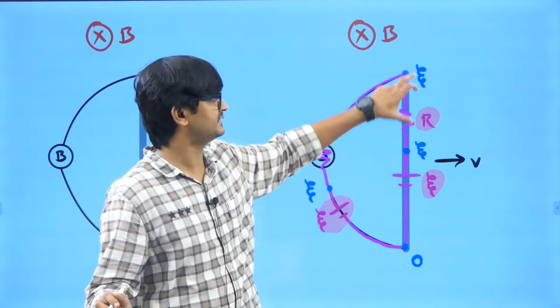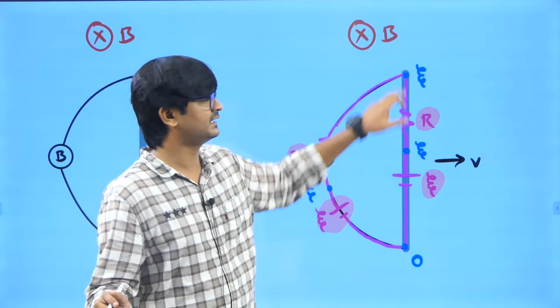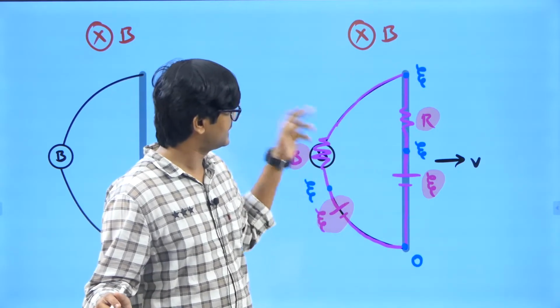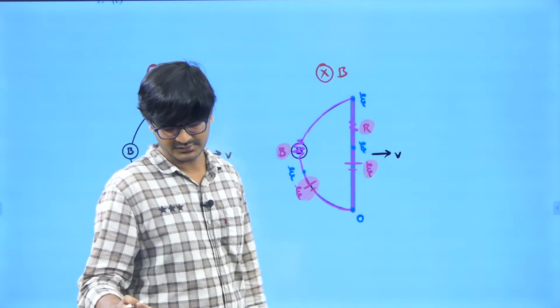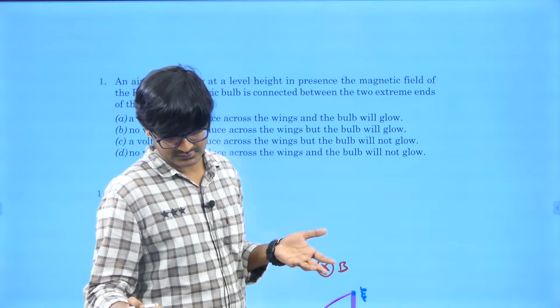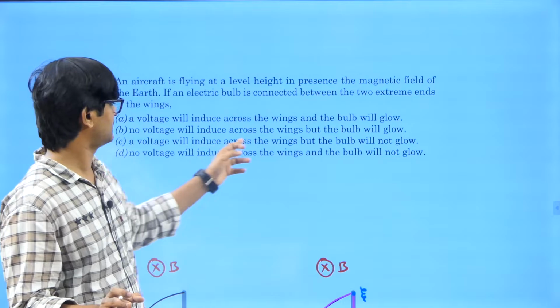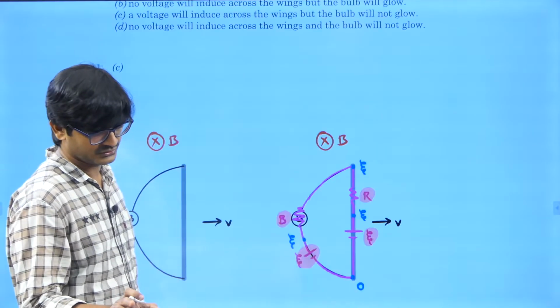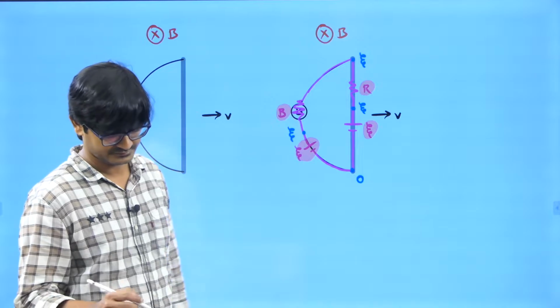There is a potential difference. These two are at the same potential because no current is flowing through the resistor, right? So there is a potential difference, but there won't be any current flowing in the bulb. The bulb won't be glowing, right? A voltage will be induced across the wings, but the bulb will not glow.